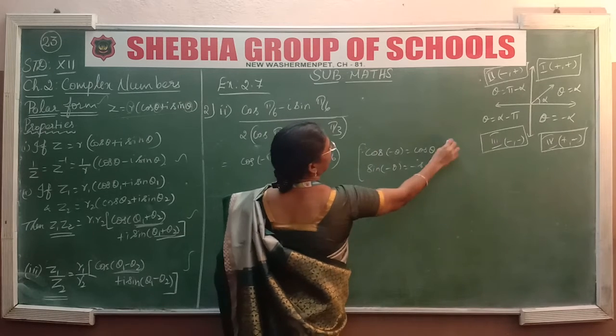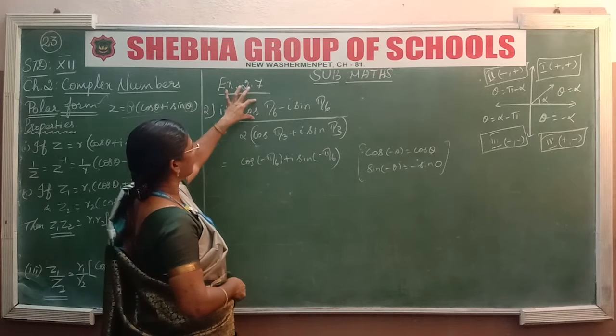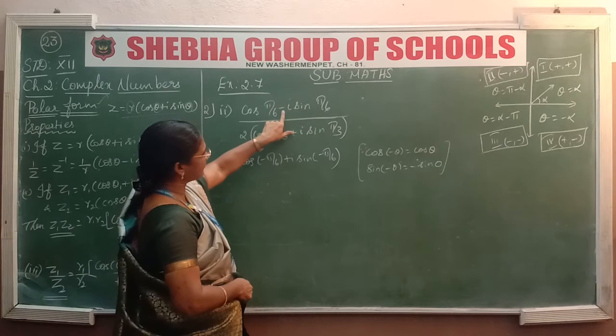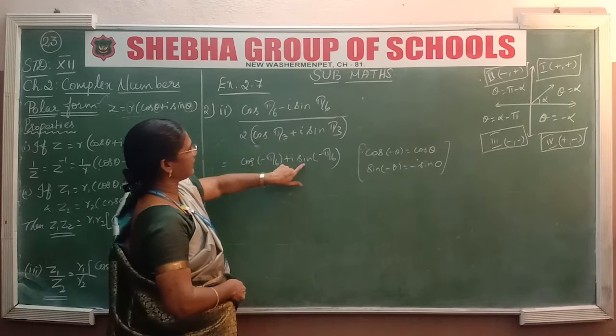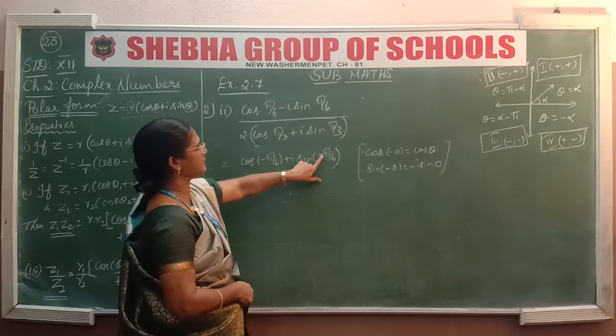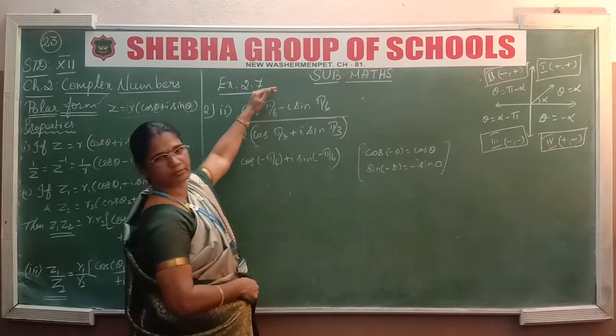Sin is an odd function. We use these two here. Cos of pi by 6 equals cos of minus pi by 6. Taking this minus inside, we get sin of minus pi by 6. Now sin of minus pi by 6 equals minus sin pi by 6. So we get the given one.